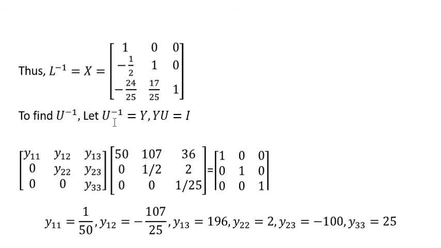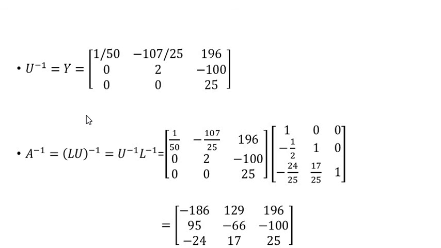For that, consider U inverse equal to Y, which implies YU equal to I. So substitute the upper triangular matrix U, already obtained, into YU equal to I. From that equation we get Y11 equal to 1 by 50, Y12 equal to minus 107 by 25, Y13 equal to 196, Y22 equal to 2, Y23 equal to minus 100, Y33 equal to 25.